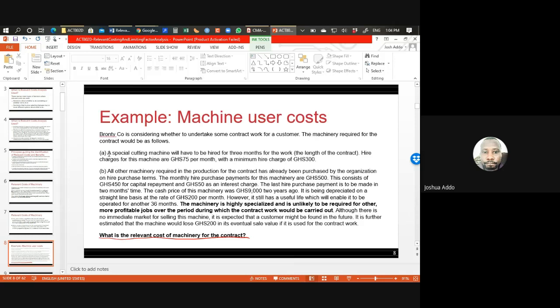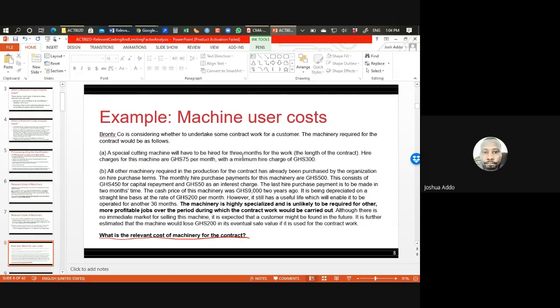And you can see that a special cutting machine will have to be hired for 3 months. Will have to be hired because we are going to undertake that project. If we decide not to accept the contract, we will not hire this. So all hire charges that come with this machine come as a direct consequence of deciding to undertake the contract. So you have to itemize that this is a relevant cost to accepting that contract.